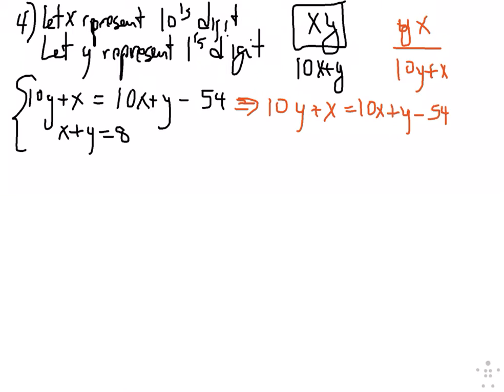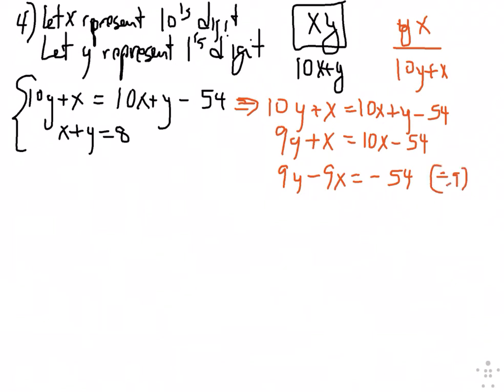So I subtract y from both sides. So 9y plus x equals 10x minus 54. Subtract 10x, 9y minus 9x equals negative 54. And I'm going to divide both sides by 9. So if I divide both sides by 9, it'll be a simpler equation. So y minus x equals negative 6. Okay, so that's the top equation. Y minus x equals negative 6.